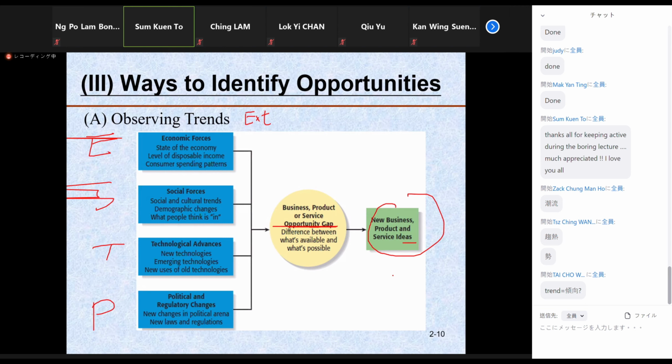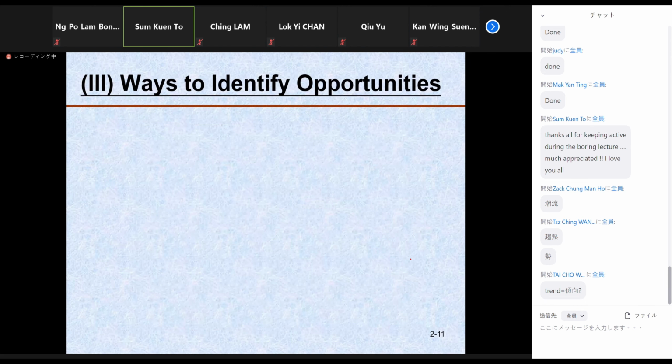This is what entrepreneurial firms do. So you recognize that externally there is something of which you can make good use of the opportunity, 好好把握機遇, and then you create something new, to help people, make people's lives easier. Okay, so we'll go over one by one. I have about 10 minutes left, so I try to catch up.